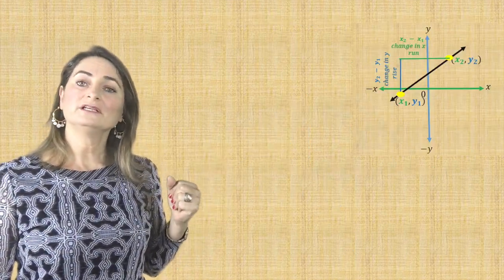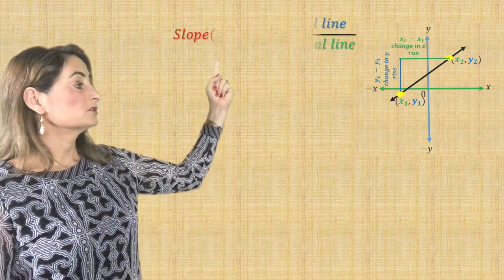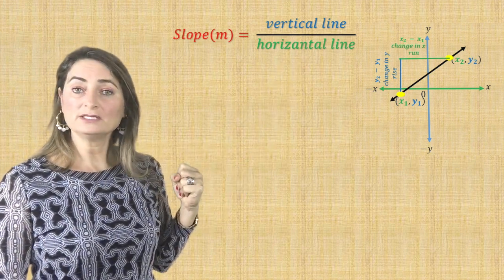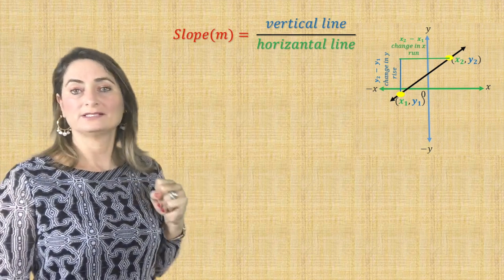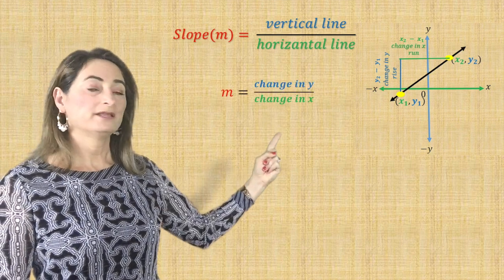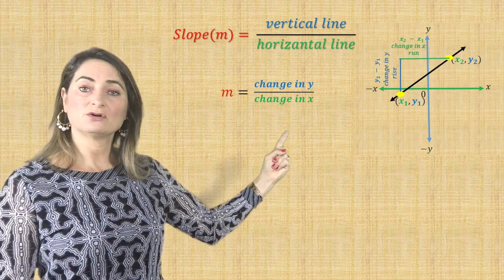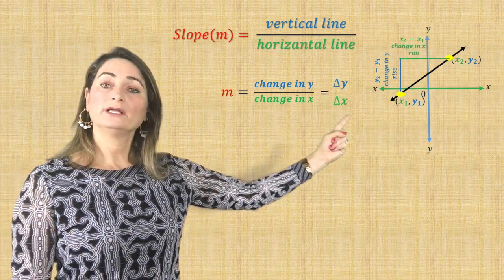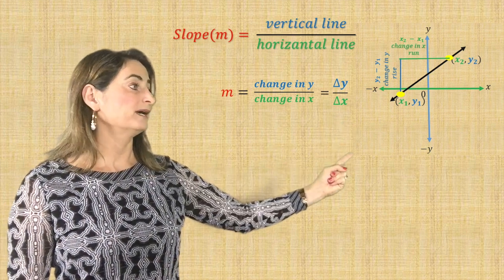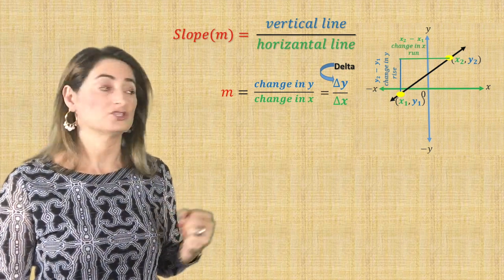Let's find the different methods or equations to find the slope. Slope, we talked about it. It's the ratio of the vertical line divided by the horizontal line, and the letter m represents the slope. So m equals the change in y divided by the change in x, because the change in y is the vertical line and the change in x is the horizontal line. Sometimes we use symbols, so we can write delta y divided by delta x. That triangle is called delta, and delta means change.